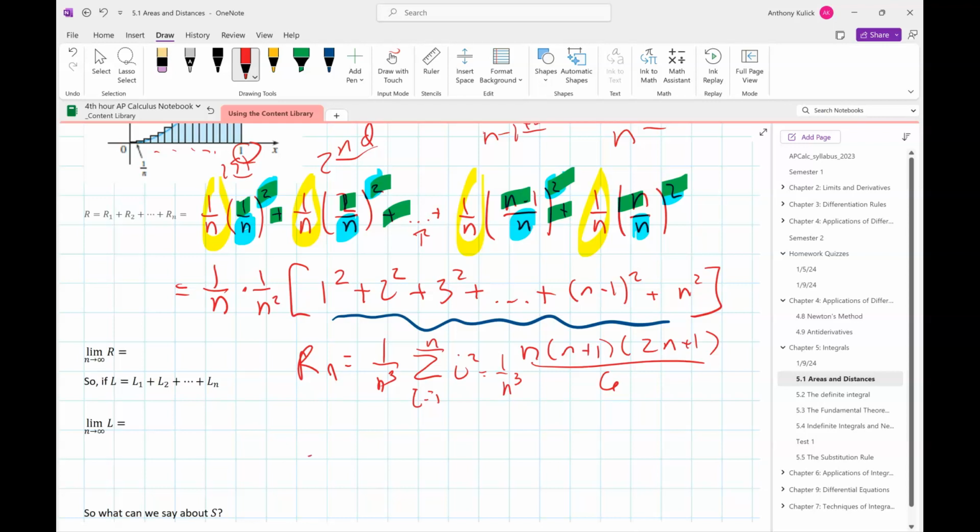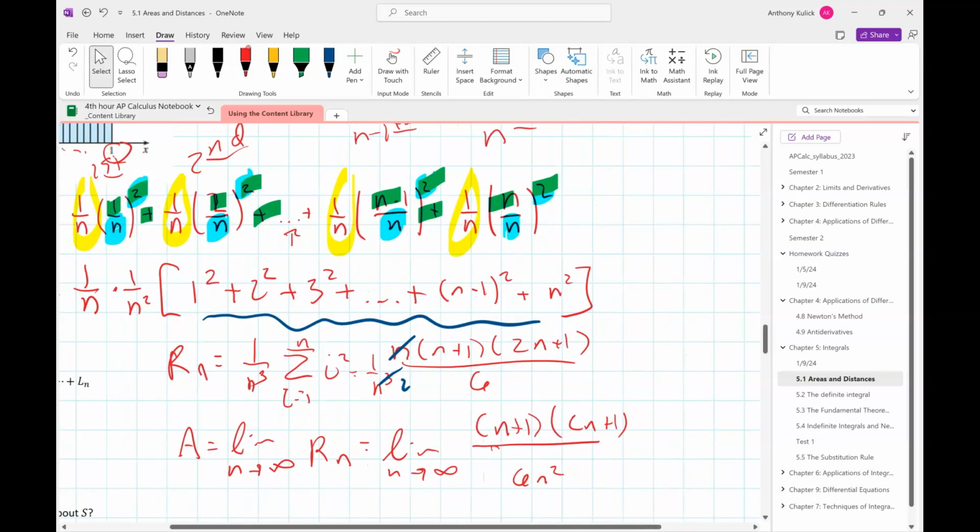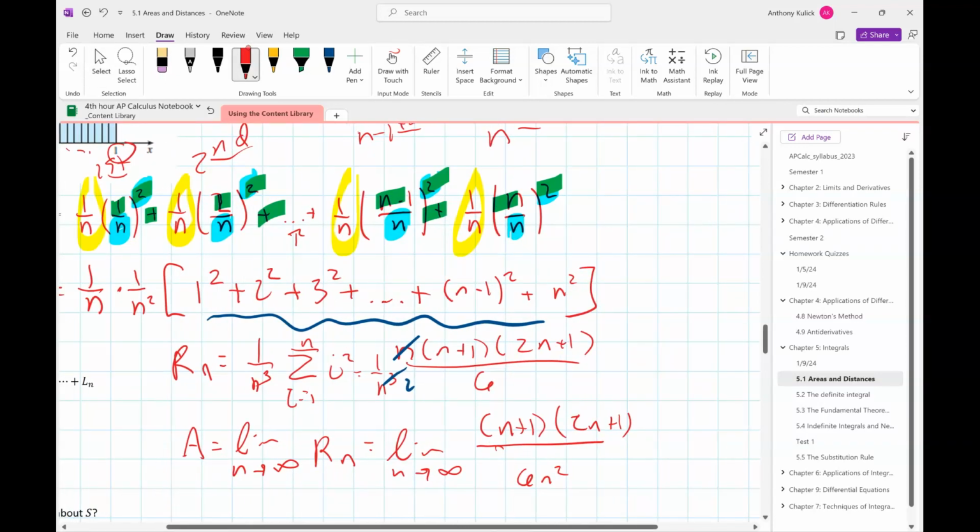So if I wanted to do the area, that should be the limit as n approaches infinity of Rn, which is the limit as n approaches infinity of 1 over n. Well, let's see, we can do a little reduce here, right? Squared, well, that's 6n squared on the bottom. And then n plus 1 times 2n plus 1. Is everybody okay with how I got to there? That's a limit you should be able to do in your head.